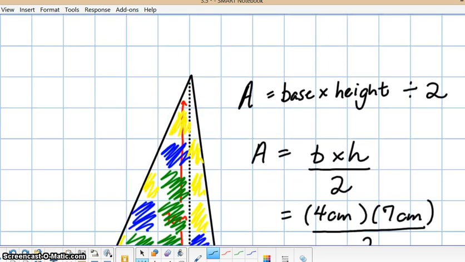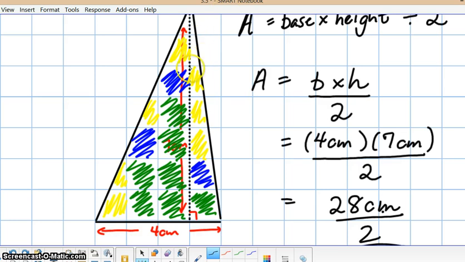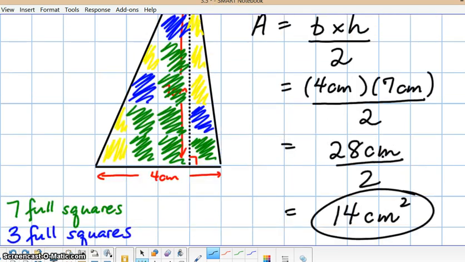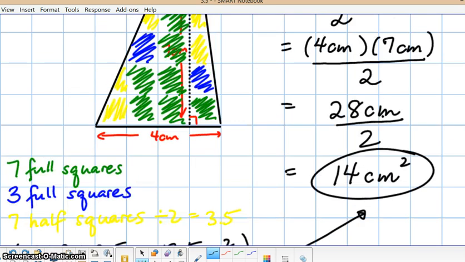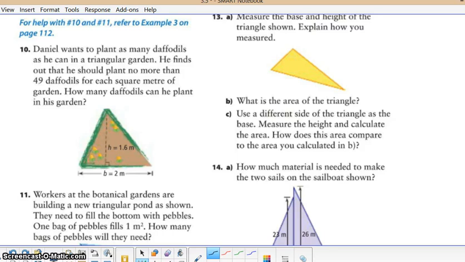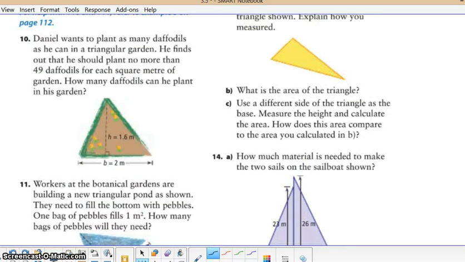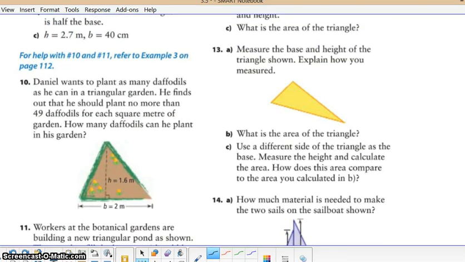Now, looking at the top here, we could maybe add in these quarter squares to get another half square, so we'd get 14, but we're pretty close to what we actually came up with in our calculation. Now, applying the formula for an area of a triangle, we're going to go to your textbook, and this is page 114, lesson 3.5 in your textbook.